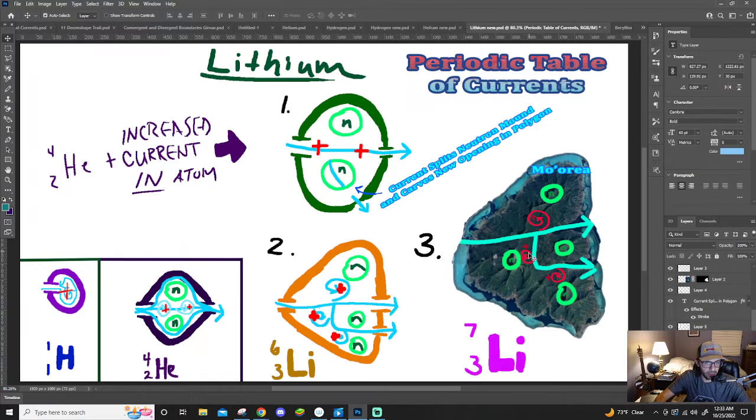Essentially, it's got these positive vortices occurring that are pushing mounds into the corners, against the polygonal shapes, which then become neutrons. But these vortices are pushing back this way as well. So depending on if there's enough current going through here, so again, increased current in the atom, not just around the atom, but in it.